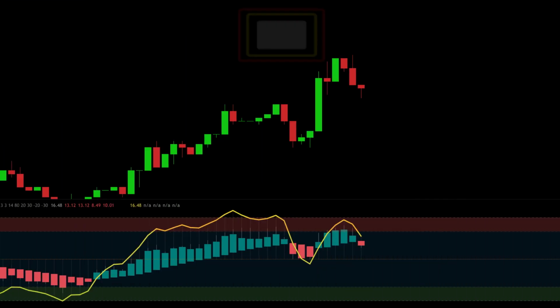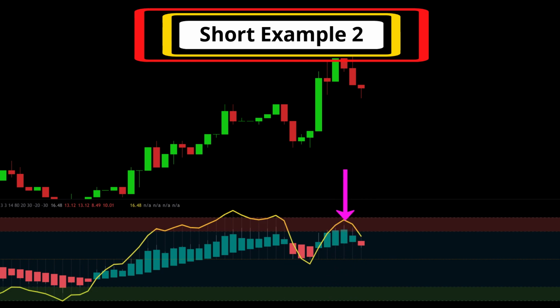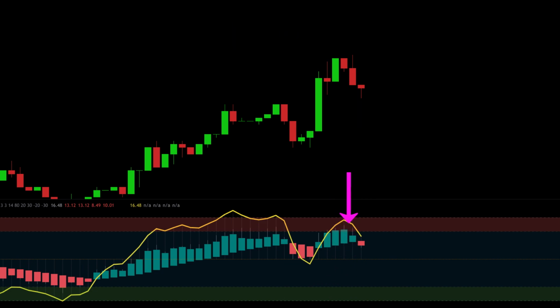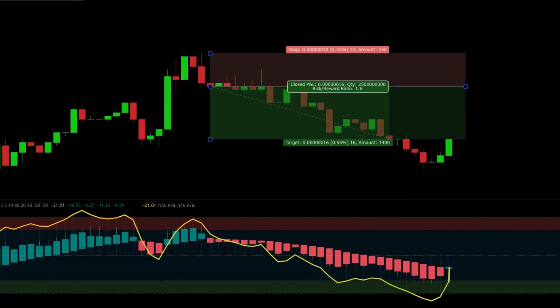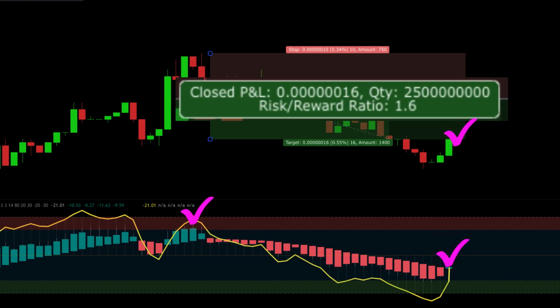I'm going to show you one more quick short example. A green Heikin-Ashi candle touches the overbought zone. A red Heikin-Ashi candle closes. This is our trigger candle. The stop is placed above the previous swing high and the target is to be determined. And this trade is closed when the first green Heikin-Ashi candle touches the RSI for a 1 to 1.6 risk to reward.